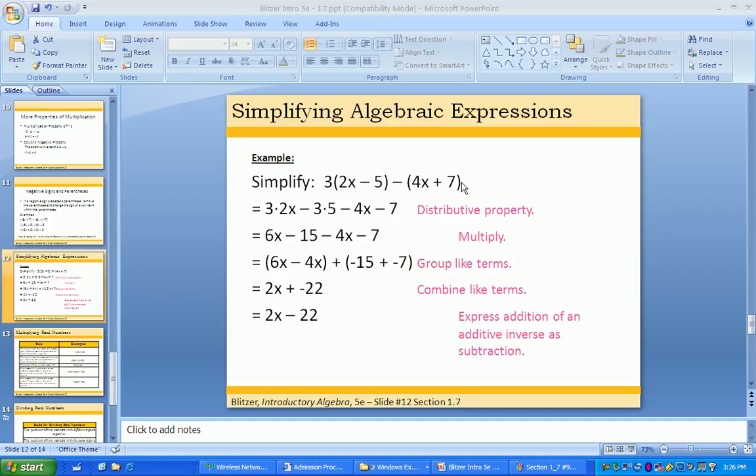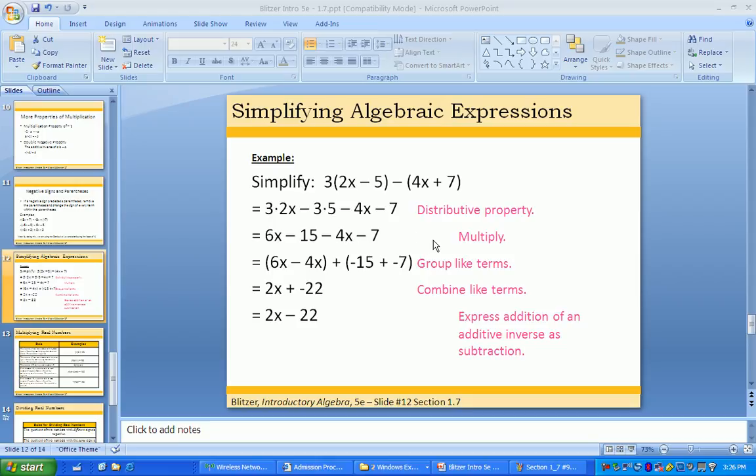of (4x plus 7). The first thing we're going to want to do is use the distributive property to distribute the 3 to what's inside this set of parentheses and the negative to what's inside this set of parentheses. So we go ahead and write that out. 3 times 2x minus 3 times 5 minus 4x, because negative 1 times 4x is just equal to minus 4x. Then we have the negative 1 out here, times plus 7 turns that into minus 7.